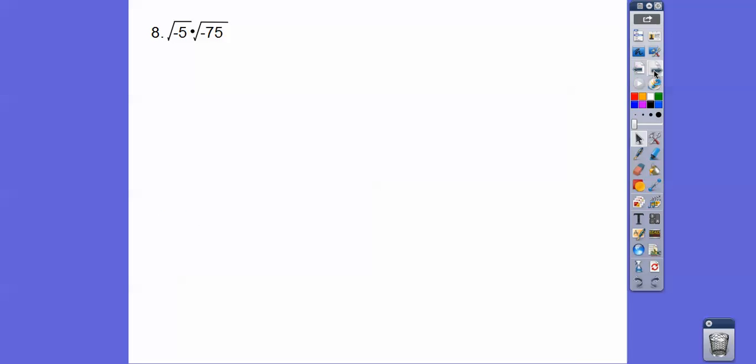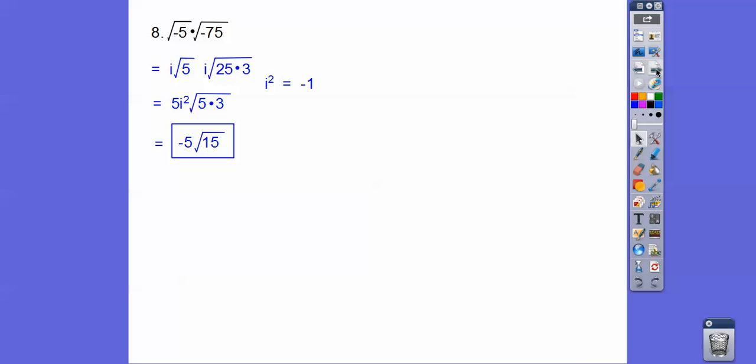So here, let's pull the i's out. 75 is 25 times 3, so this is 5, and we'll put this inside with this 3 right here. Don't forget we have i times i, so it's i squared outside, so 5i squared root 15. Don't forget i squared is negative 1, so it's negative 5 root 15.